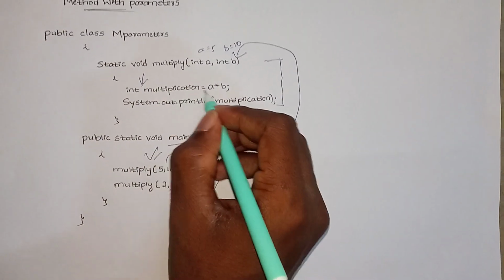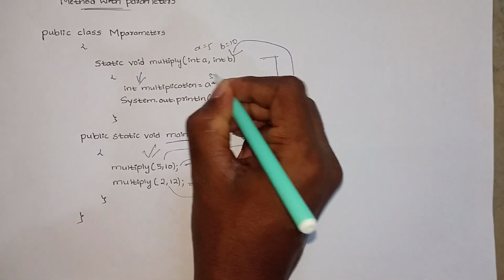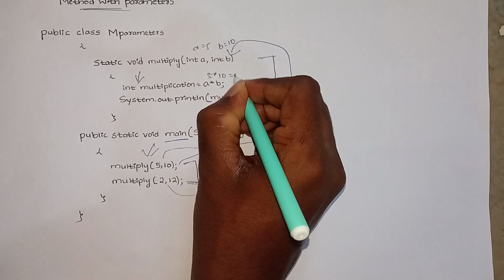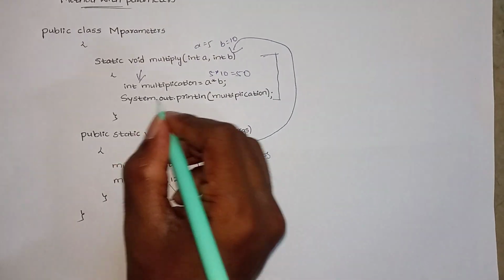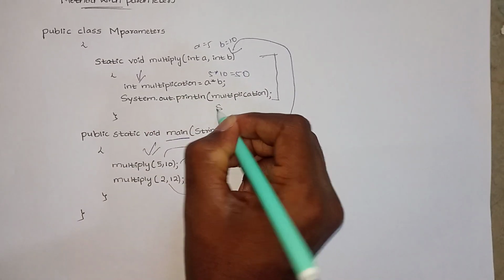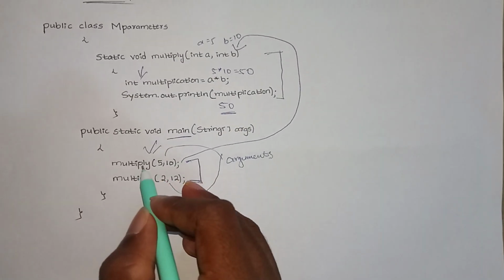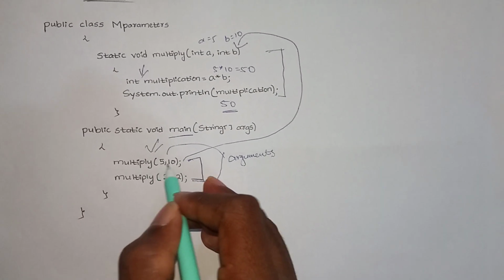So what happens, multiplication equals a into b, that is a equals 5, b equals 10, 5 into 10 equals 50, and then it prints the multiplication value, that is 5 into 10, 50. Now it gives you output as 50. This is when the method multiply is called with the arguments 5 comma 10.